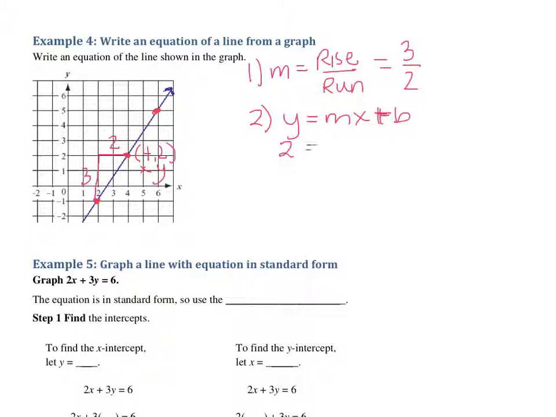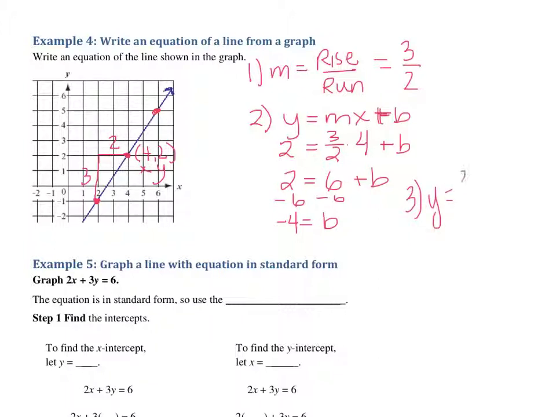So y is 2, my slope is 3 halves, my x-coordinate is 4, plus b. Simplifying this, we have 2 equals 3 halves times 4 is 6 plus b. Subtract 6 from both sides, and we have b equals -4. So that's our y-intercept. Our third step is to write our equation. So y equals, my slope is 3 halves, times x minus 4. And there is my final answer. The directions said write an equation, and that's exactly what I did.